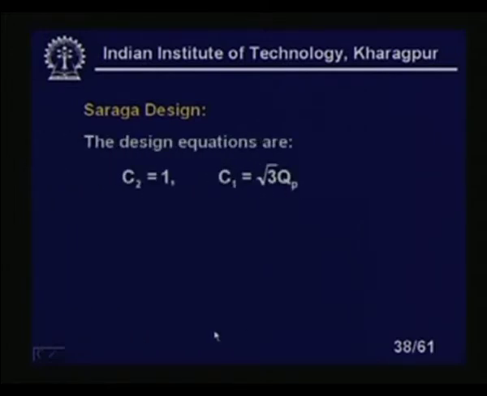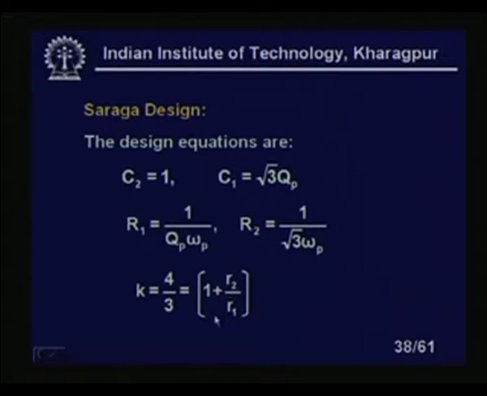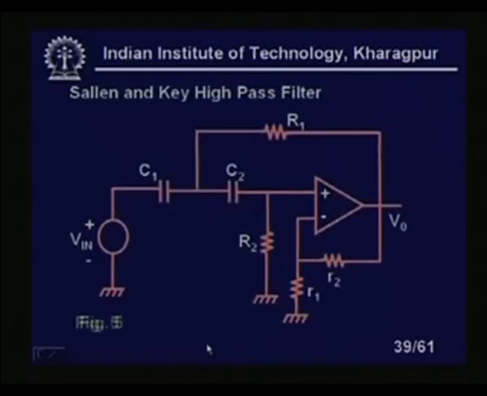The design equations are C2 equal to 1, C1 equal to root 3 QP and R1 equal to 1 upon QP omega p, R2 equal to 1 upon root 3 omega p. So, small k equal to always 4 by 3, that is 1 plus R2 by R1, right. So, it is fixed. Now, this is for high pass filters, you can see we have interchanged resistances and capacitances, right. So, if you change the resistance and capacitance, I will get a high pass filter.